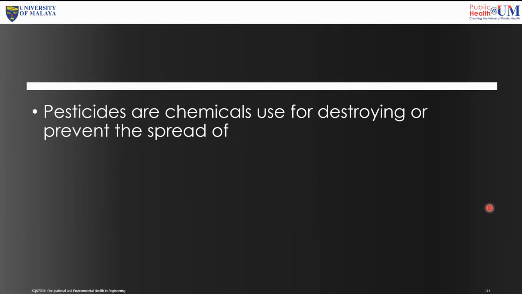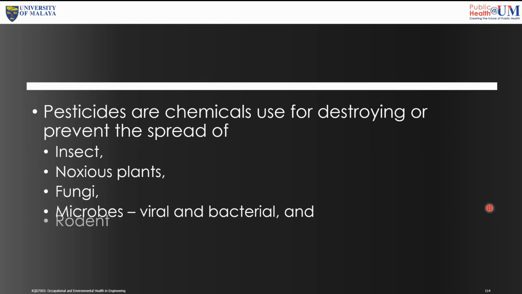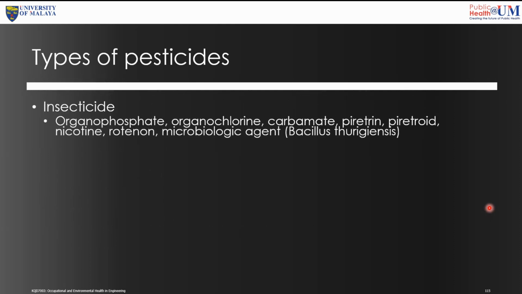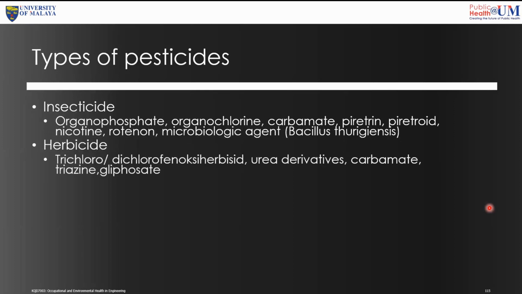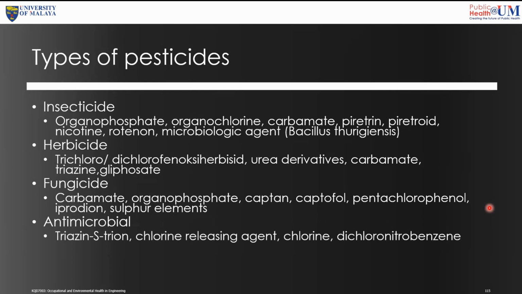So pesticides are chemicals used for destroying or preventing the spread of insects, noxious plants, fungi, microbes, viruses and bacteria, and rodents. All these are called pests, so they're called pesticides. Depending on what type of pest you want to prevent, you can classify them as insecticide, herbicide, fungicide, antimicrobial, and lastly, of course, rodenticide.